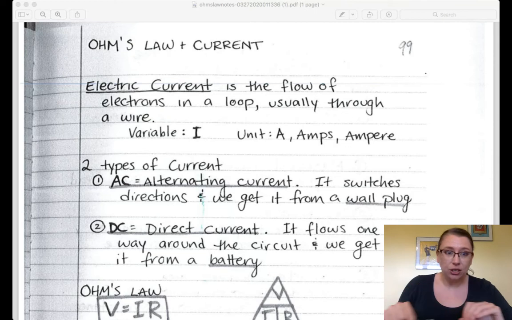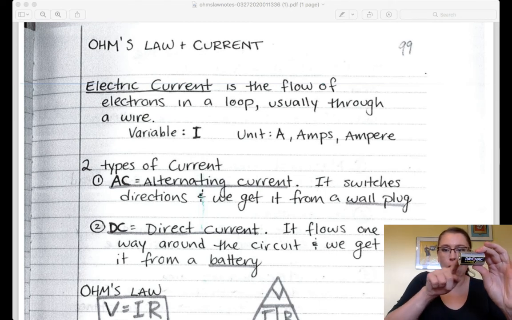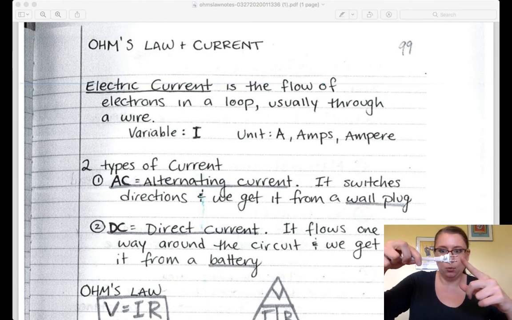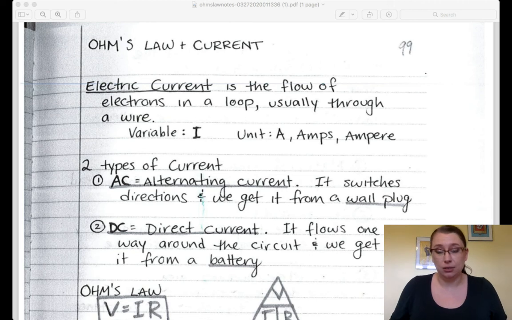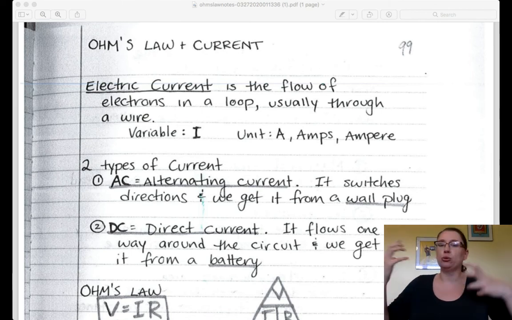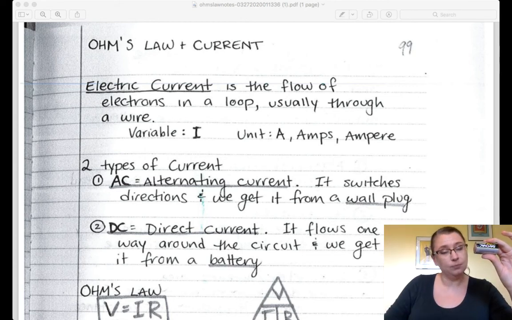Even direct current or DC current flows one way in one direction. And we get that from a battery. So the current coming out of a battery is always going the same direction, as opposed to the current that's from a wall plug that's alternating, it's switching. That's what alternating means, is to switch. And so we get an equation about how much current. We are going to only do math about DC because it's easier math. You're welcome.